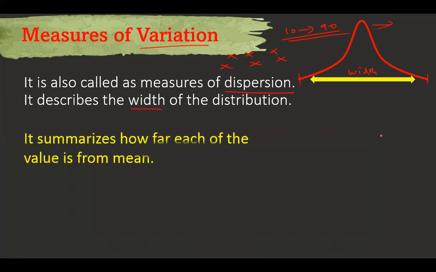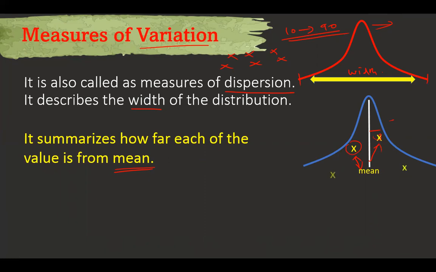Right. Now, what else will it tell? It summarizes how far each value is from the mean. I'm having one value, and it differs from the mean by how far. That's what I'm going to see. This is the distribution here, and this line represents the mean. I'm having a value here. How much it differs from the mean, it will show. That's called the measures of variation. I'm having another value, which is a little bit farther from the mean. That is what we are going to measure in the measures of variation.